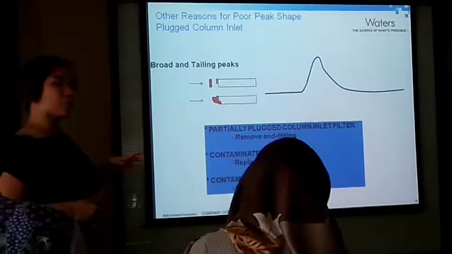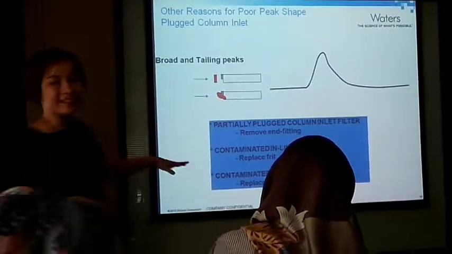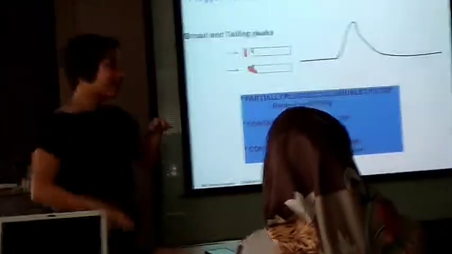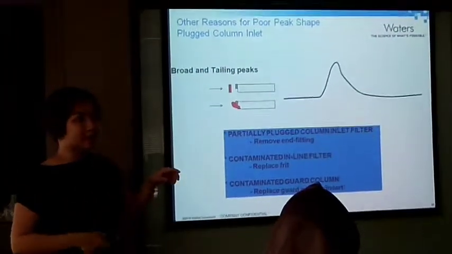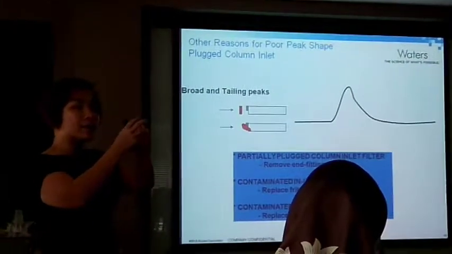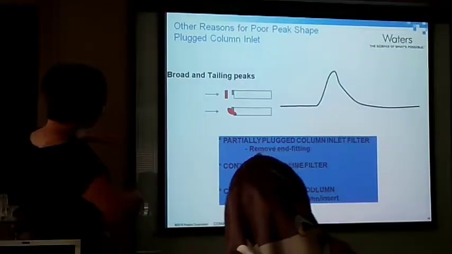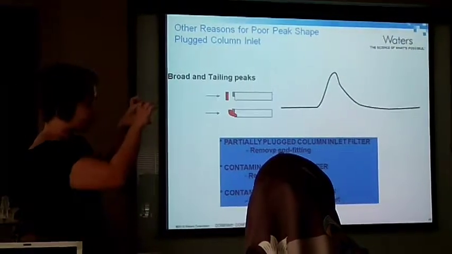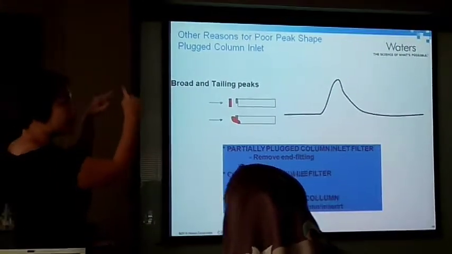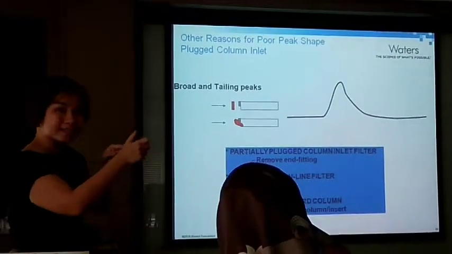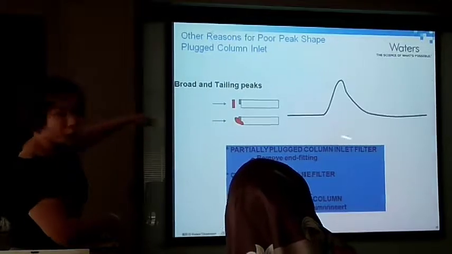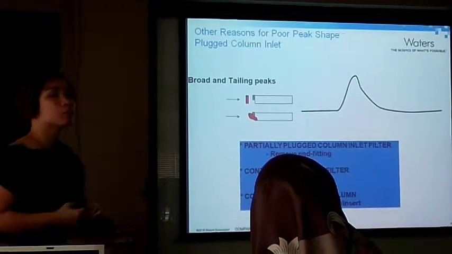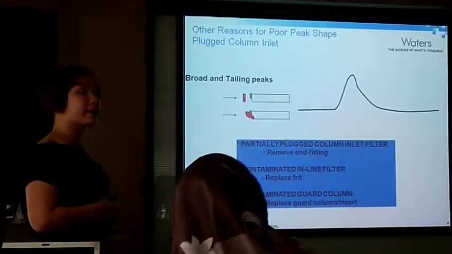Sometimes when the column is blocked, it may not be blocked completely. When the column is blocked completely, it is easy to know because the pressure goes up very high. But sometimes the column may be partially blocked, and then the pressure may only increase by maybe 1000 psi. But with a partially blocked column, you will also have distortion of the peak. The sample band is supposed to be very nice when the injector injects, but when you try to squeeze it into a partially blocked column, it will distort the band and cause poor peak shape. Any questions?